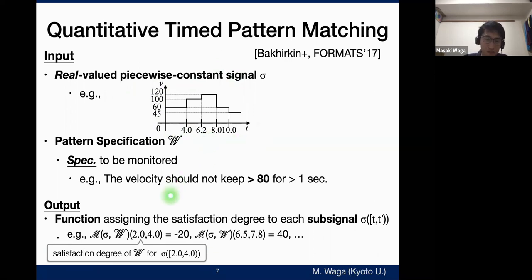So this is something important from the algorithm viewpoint, but we assume that the given signal is such a piecewise constant signal. And the second input is the pattern specification, which is basically the same as what I mentioned before, but the output is formally a function which assigns a satisfaction degree to each subsignal. For example, given the signal sigma, which is this one, and the pattern specification W, the output, this function, assigns this interval the satisfaction degree minus 20, which is the satisfaction degree of this subsignal from 2 to 4.0. And it is the same for the other subsignals, like this value 40 is the subsignal from 6.5 to 7.8, for example.